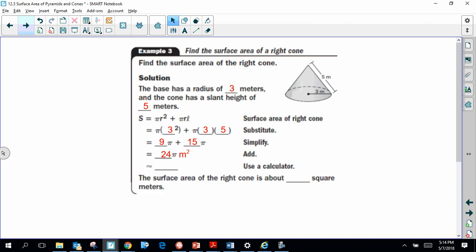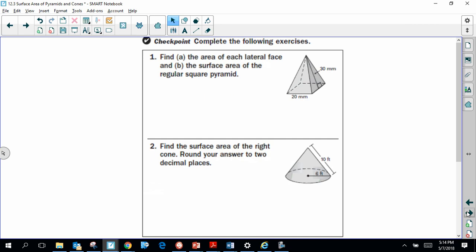That is the exact area. That's where we would stop for the exact answer. For the approximate answer, multiply with pi, and we get about 75.4 meters squared. And there's essentially how we work the equation for surface area of a cone.